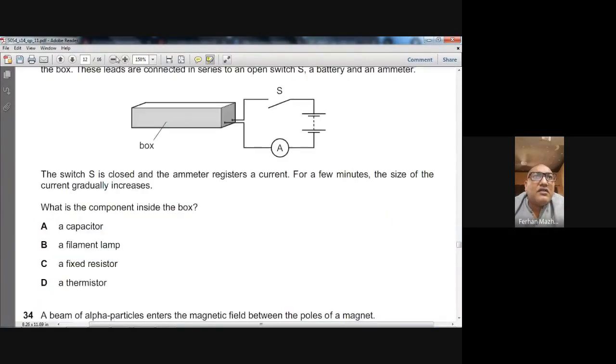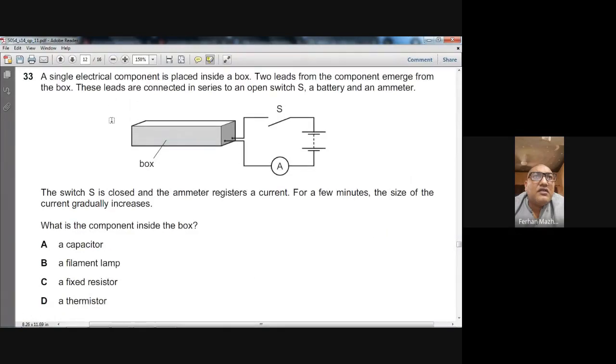This one is a tricky one. A single electrical component is placed inside a box. 2 leads from the component emerge from the box. These leads are connected in series to an open switch S, a battery, and an ammeter. The switch S is closed and the ammeter registers a current. For a few minutes, the size of the current gradually increases. So when you close the switch, the current started gradually increasing.